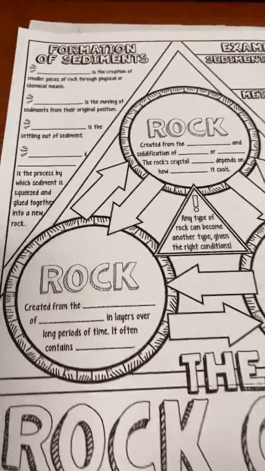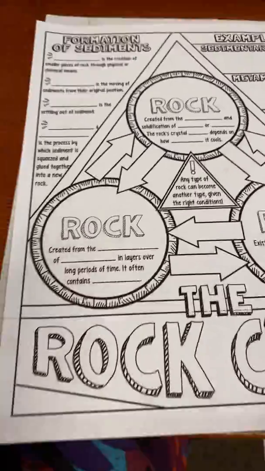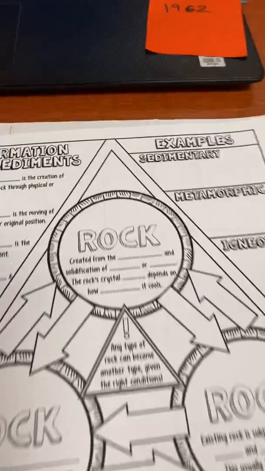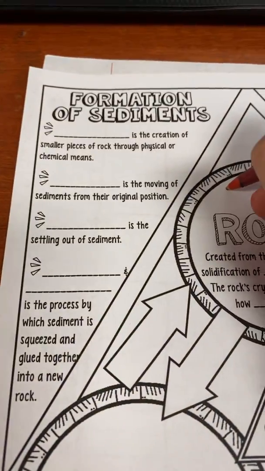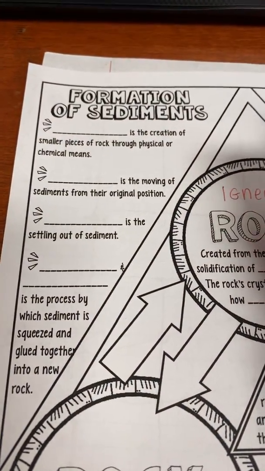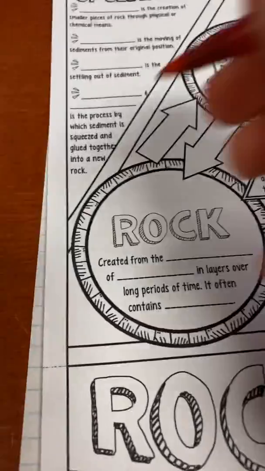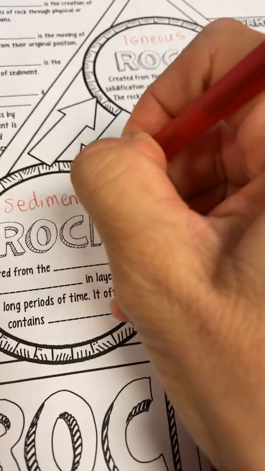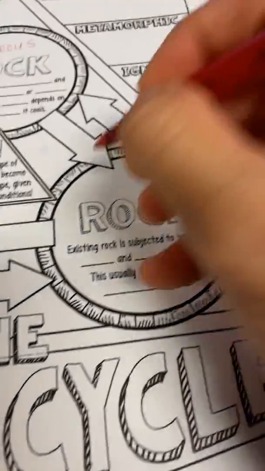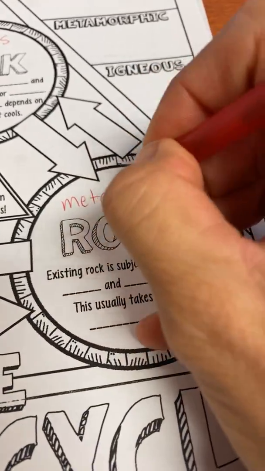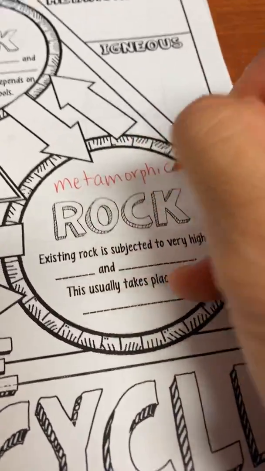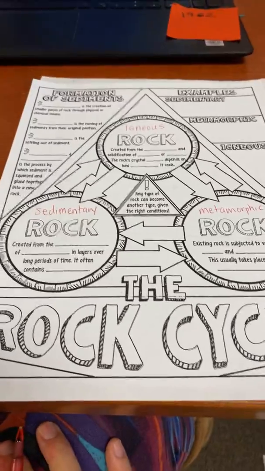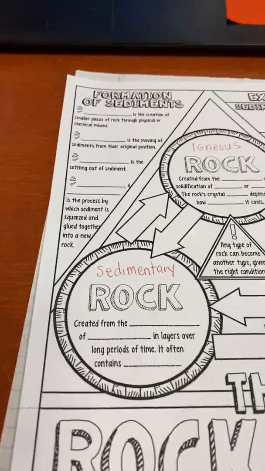All right, so we are going to do some doodle notes today for science. This is the rock cycle, and we're going to be talking about igneous rocks, sedimentary rocks, and metamorphic rocks. Remember, at any time, if I'm going too fast on any of these notes, you can always pause me, rewind, and listen to me again.